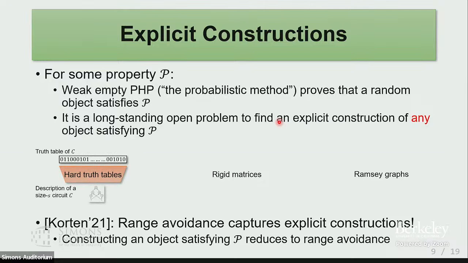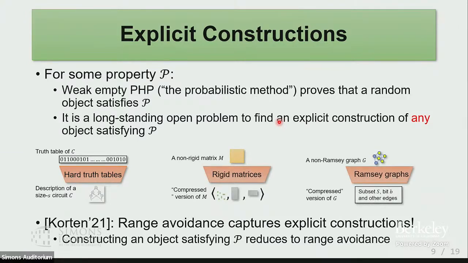So for example, to find a hard truth table, you just need to do range avoidance for the so-called truth table generator. This generator takes as input a small circuit and then expands the circuit into its truth table and outputs the truth table. So if you have a non-output of this generator, then you have a hard function. And the other examples I don't have time to define here.